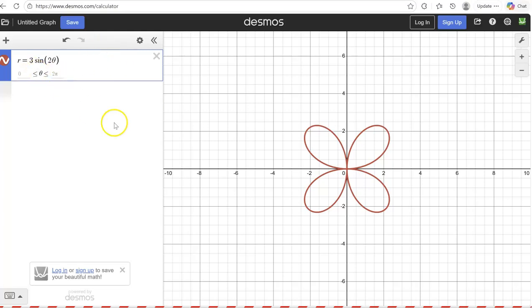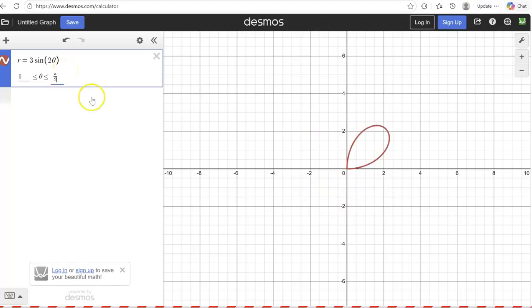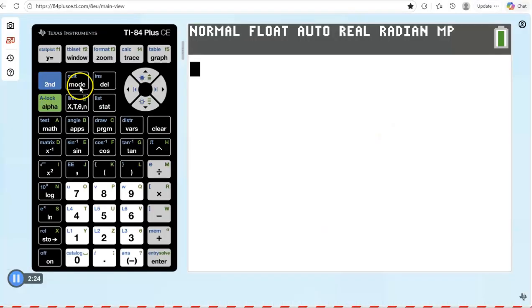So when I graph 3 sine of 2 theta, we see that this is a rose and it's got 4 petals. We want to know the area for one petal. So let's see if we can figure out what the bounds are going to be. To me, it looks like it's probably going from 0 to pi over 2. And that would give me that petal in that first quadrant. We could create a table of values and we would see how this is traced. We could also do this in the graphing calculator.